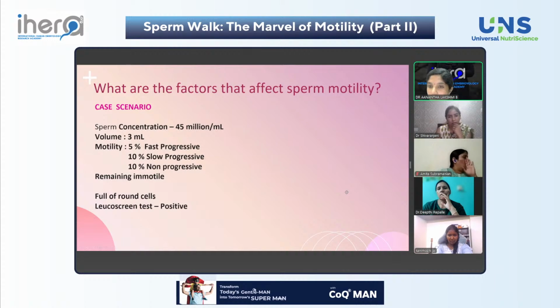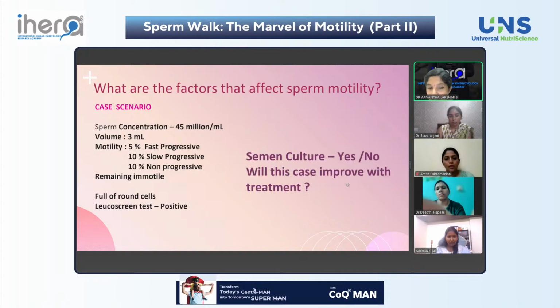So here, when you're having more round cells, you have to subject the sample to any additional test you want to do. That is leucoscreen. So here, it is positive. Any other panelist, Dr. Rahul sir, you want to do semen culture for this case? Will this case improve with treatment or not? What kind of treatment will you advise for this patient?